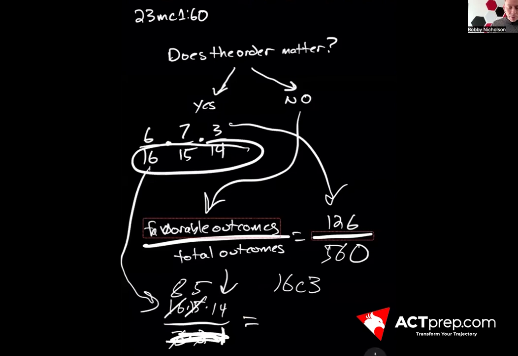And then we can just divide 126 by 560 to get 0.225, hit math, enter on your calculator to get a total of 9 over 40, which is answer K.